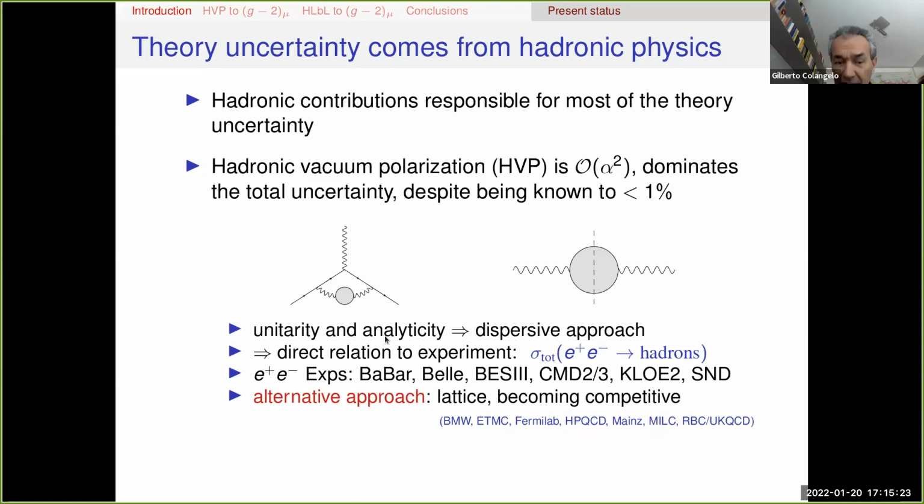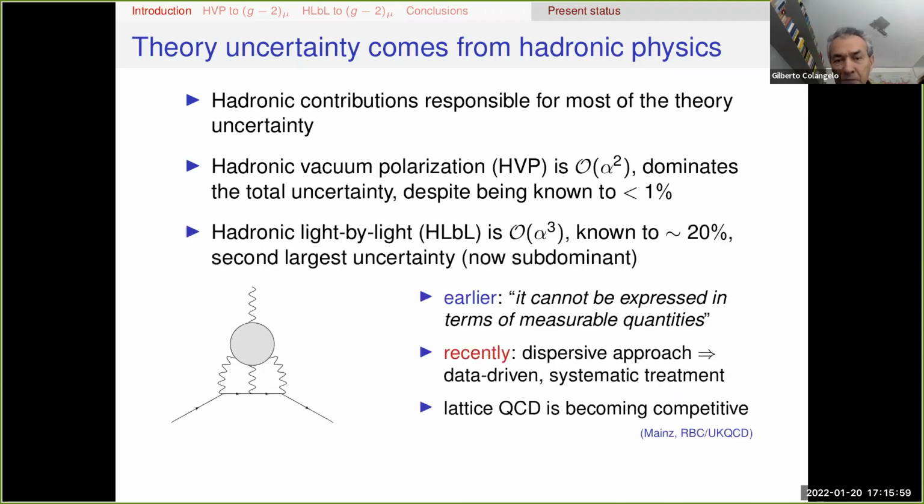Now, in this case, one can rely on unitarity and analyticity, so essentially on a dispersive approach, which gives you a direct relation of this contribution and experiment, the measurement of the cross-section e+e- to hadrons. And there are a number of experiments. There's a history of many experiments which have measured this reaction, and some of them are active now and are planning to produce more, more precise results. And as I mentioned, the alternative approach is the lattice, which is becoming competitive, and I will discuss this in more detail below.